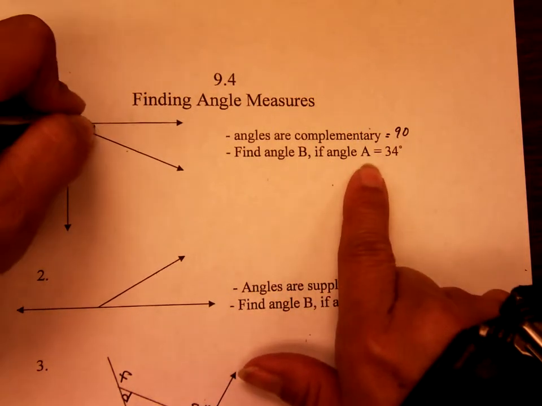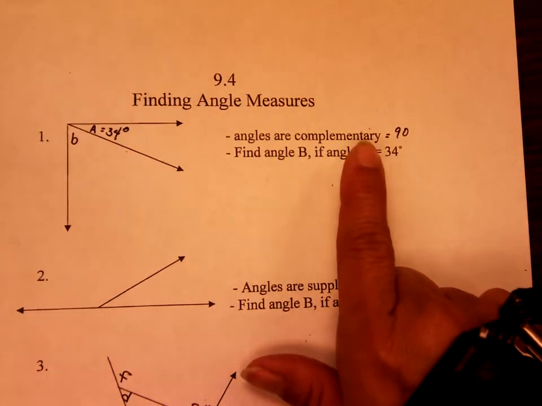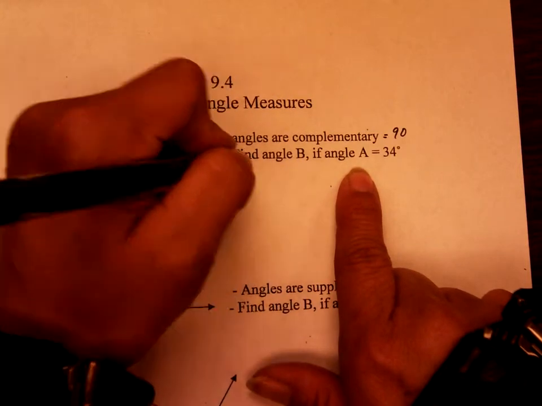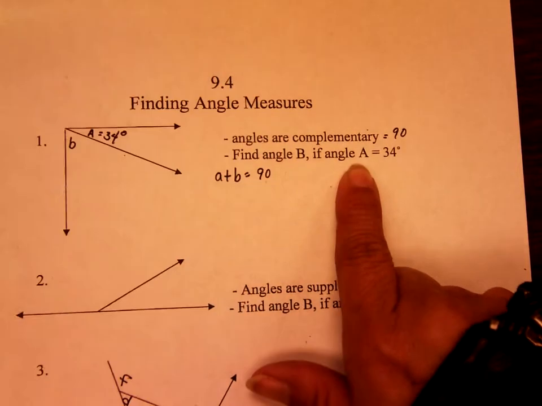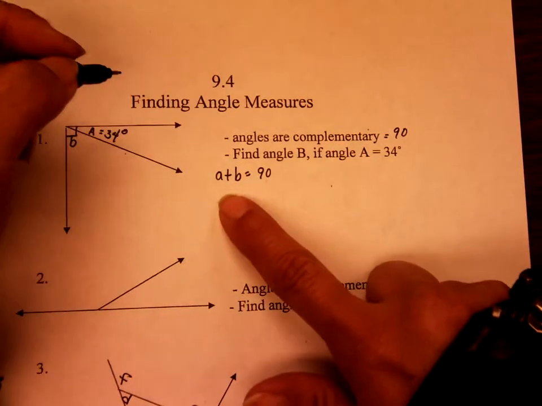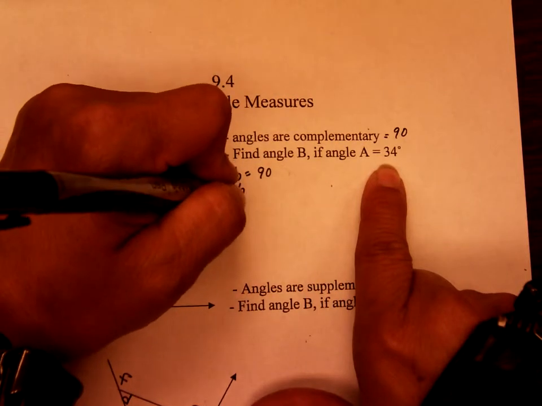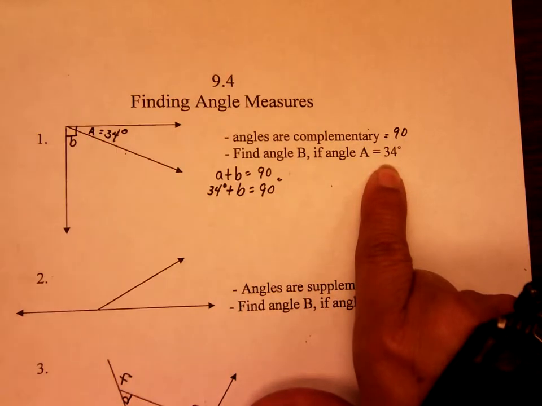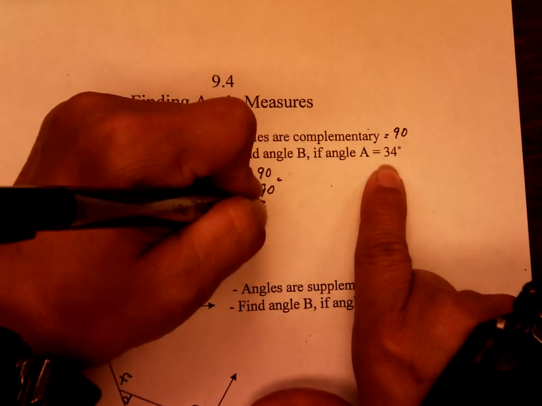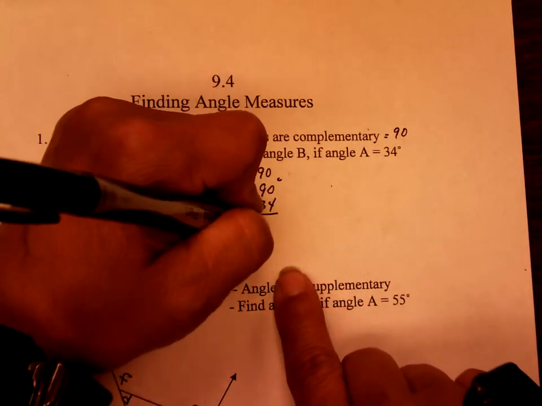if angle A is 34 degrees. Here, angle A is equal to 34 degrees. Okay, you must do this algebraically. So you write A plus B is equal to 90 degrees because it's complementary. Remember, it makes a right angle. Replace A with 34 degrees, which gives you 34 degrees plus B is equal to 90 degrees. To get B by itself, you subtract 34 on both sides, and B is equal to 56 degrees.